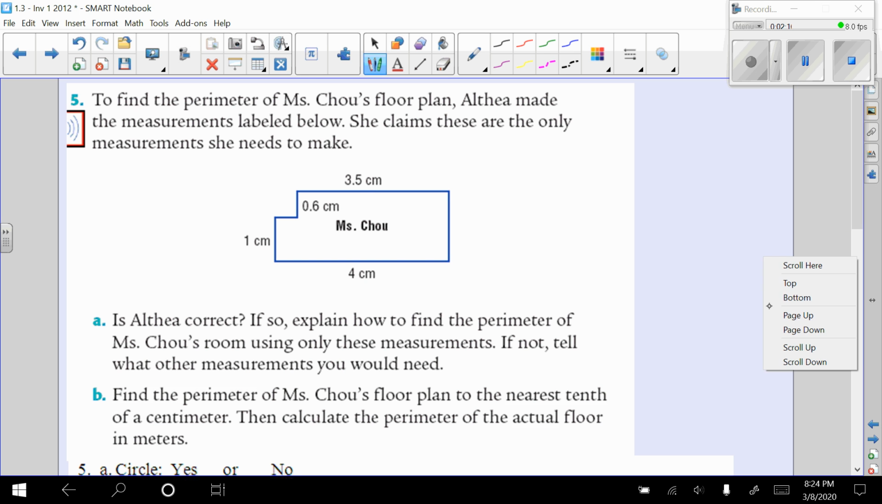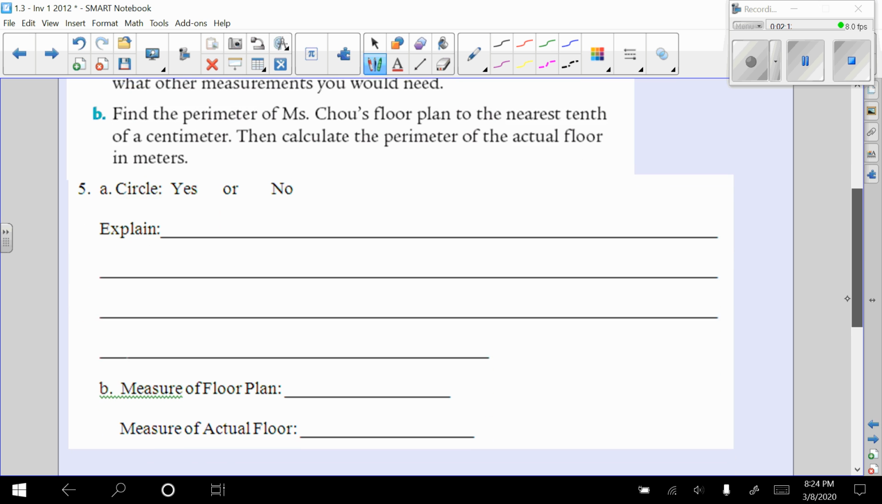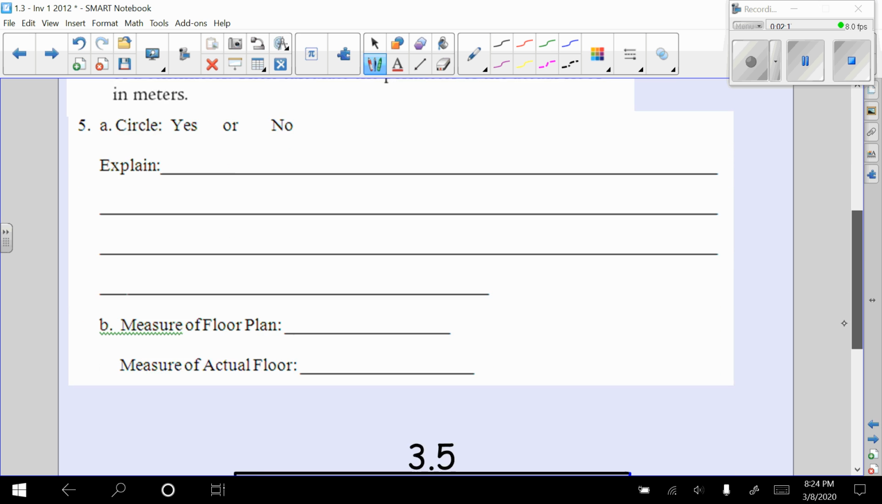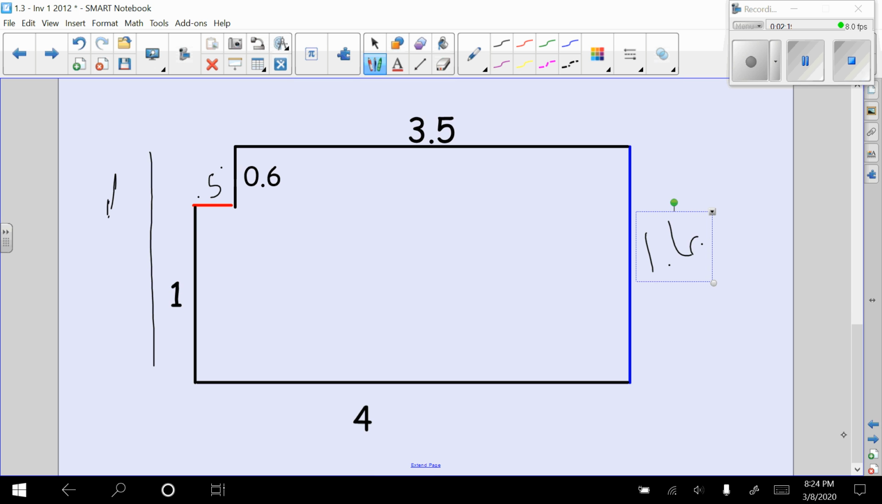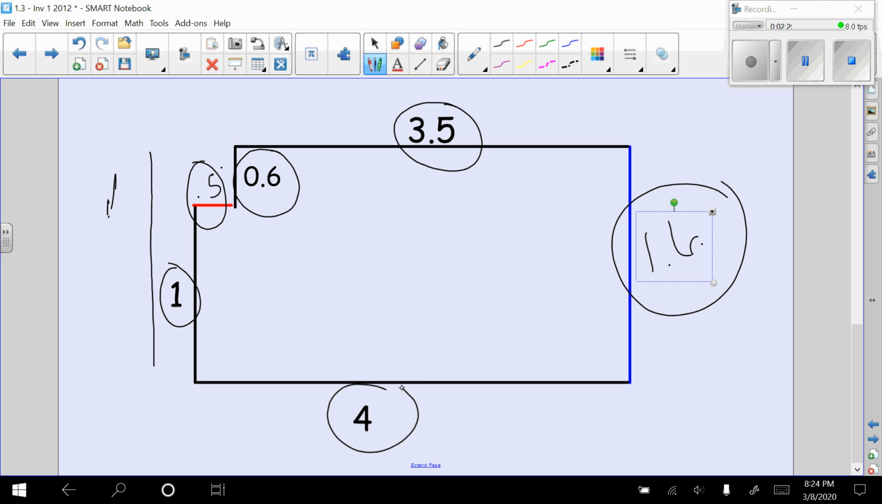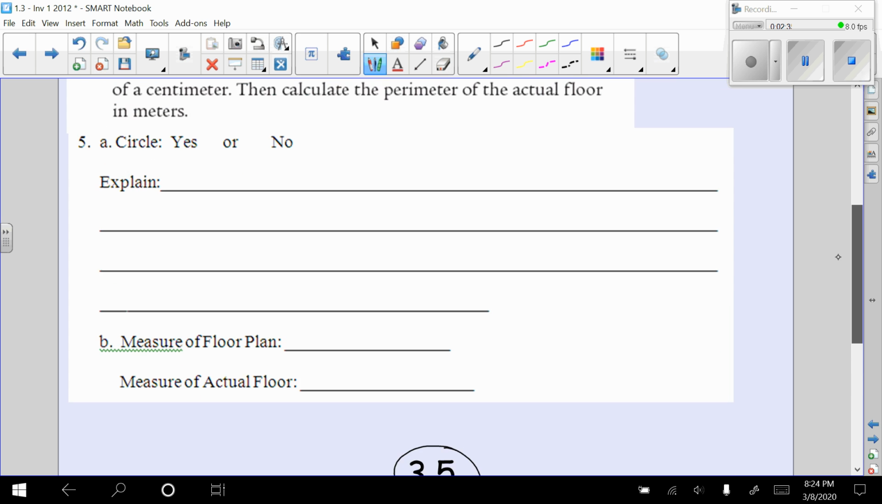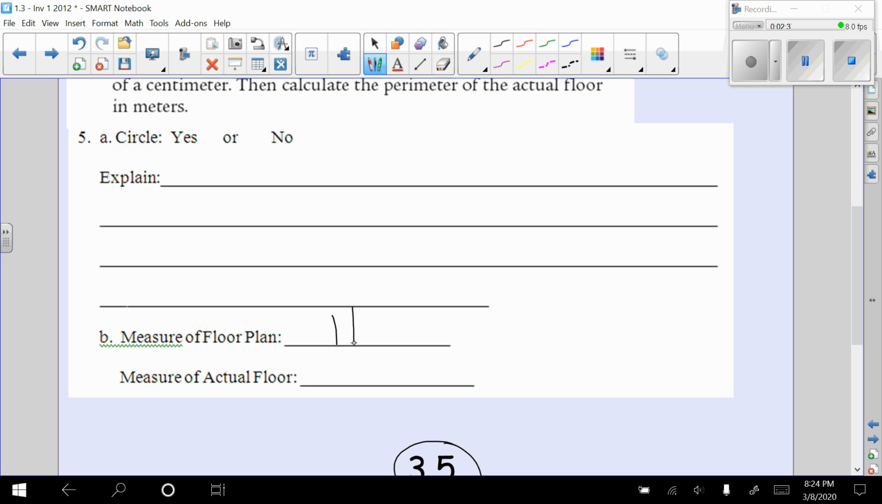Now, if we go down a little bit further here, it's going to ask find the perimeter of the floor to the nearest tenth. Well, to find the perimeter, we have to add up all the sides. So that means I'm going to add 1, 0.5, 0.6, 3.5, 1.6, and 4 all together to find out that the perimeter of this room is 11.2 centimeters. And it is important that we label what units.